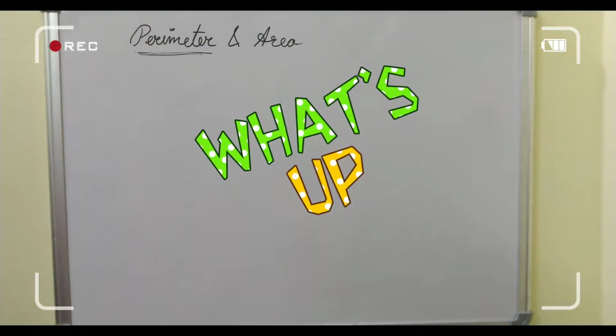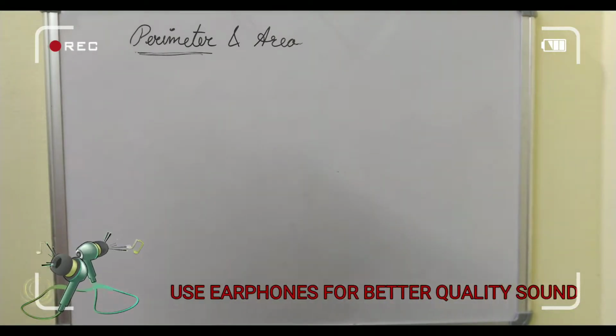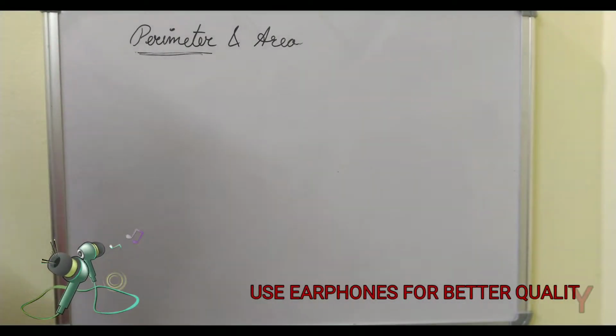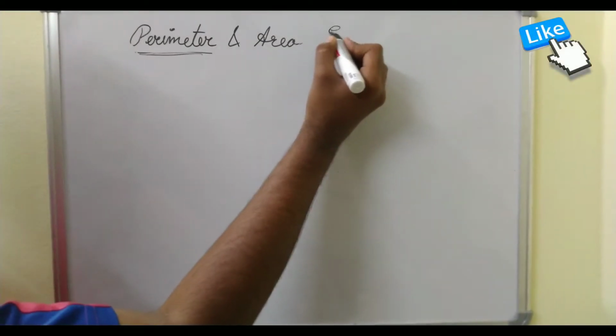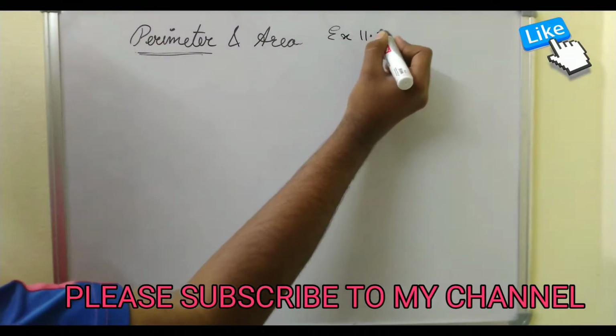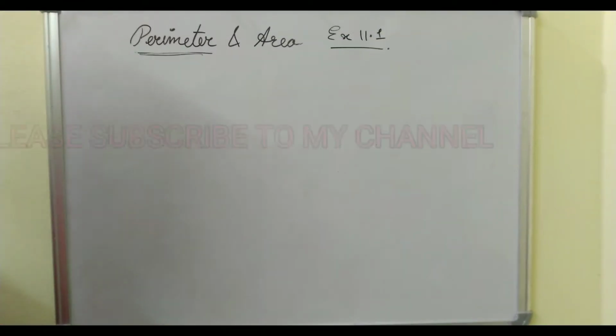Welcome back. In this video, we'll be solving questions based on the exercise 11.1. So we have already discussed the area and the perimeter of square and rectangle respectively. So now we are going to solve some questions based on this. Now we'll take up the first question.